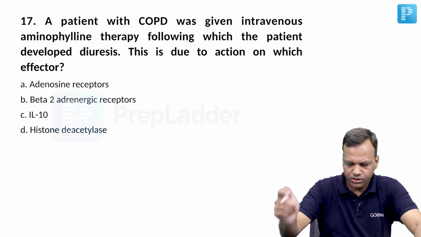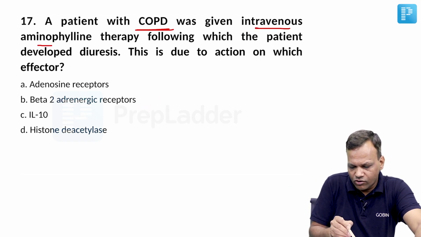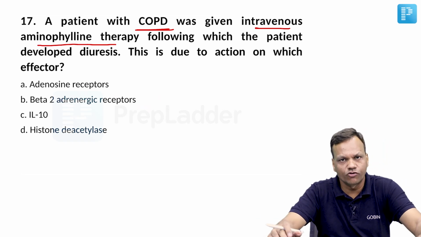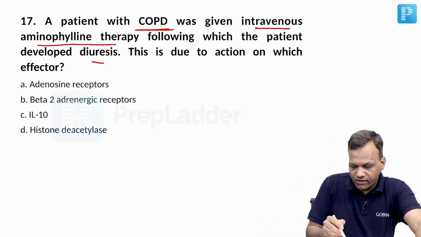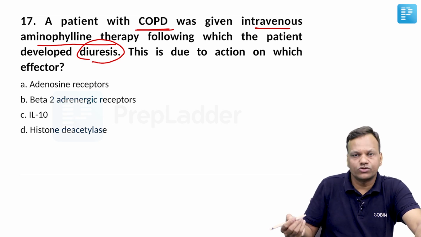Okay. Moving to next question. A patient of COPD was given intravenous aminophylline therapy. Aminophylline, theophylline group, and patient developed diuresis. What is the mechanism? So, what do you need to say?